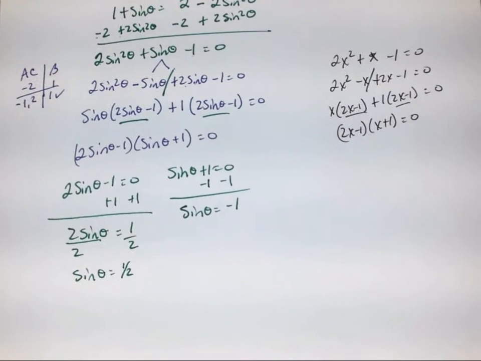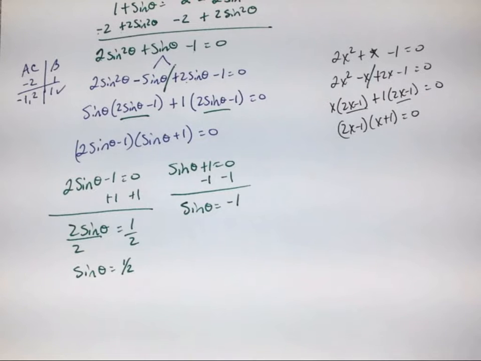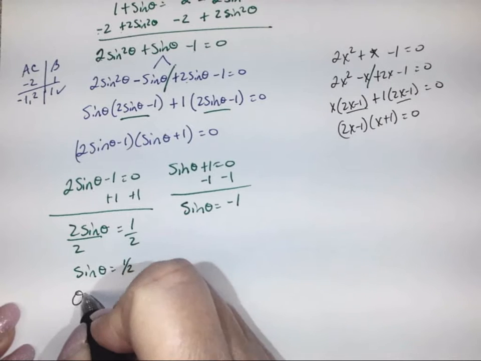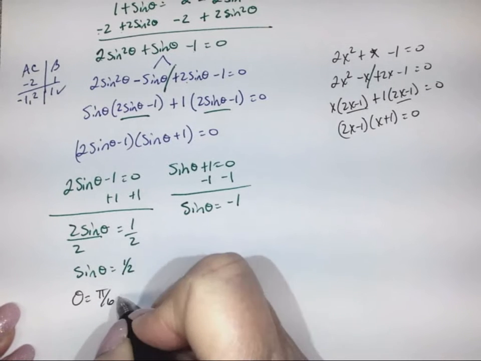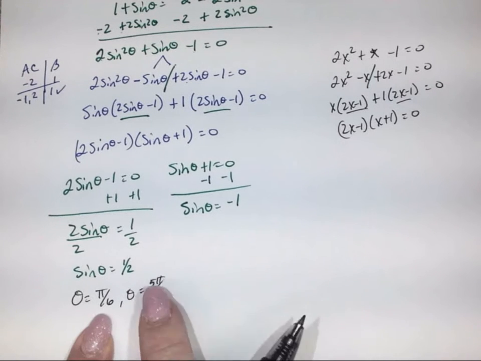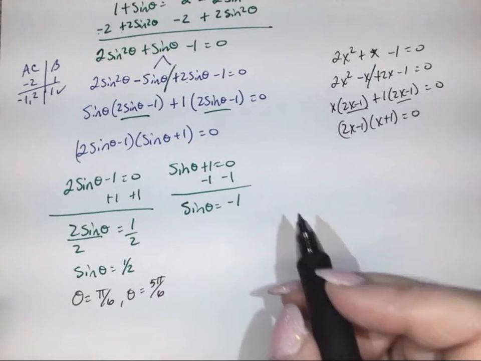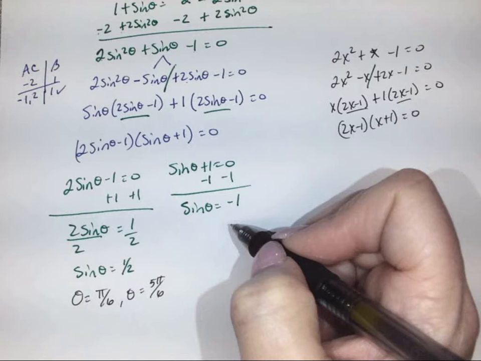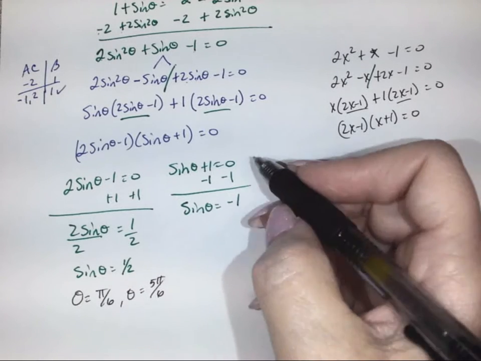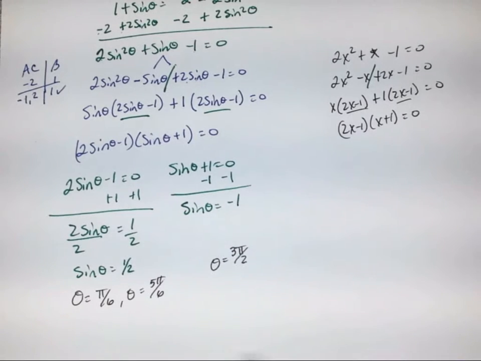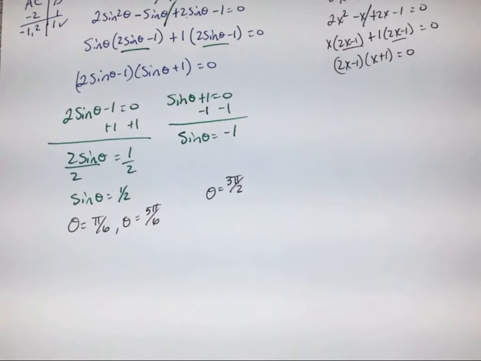So now we need to know what angles work for this. For 1/2, we know that when sine theta equals 1/2, theta is equal to pi over 6, and theta is equal to 5 pi over 6. That's our quadrant 1 and our quadrant 2 where sine is both positive. And for this one, this is going to be negative 1 when we're down here on our unit circle. It's that y-intercept where it equals negative 1. So this will be theta equal to 3 pi over 2. Now remember, we're looking at our period of 2 pi because we're looking at sine.